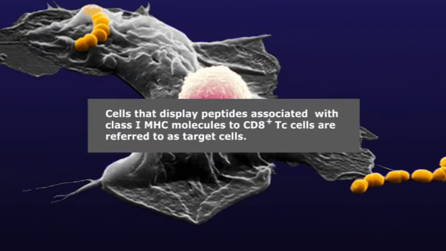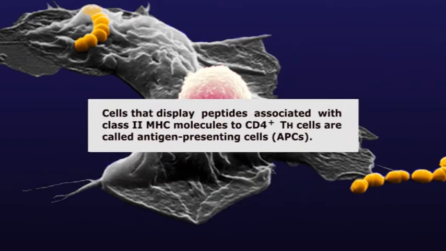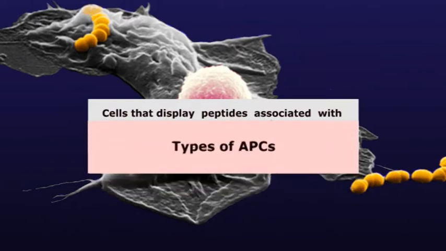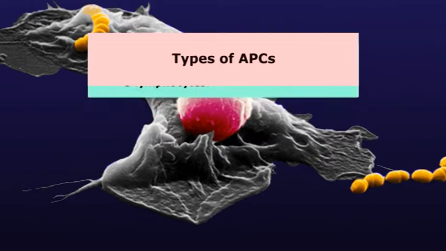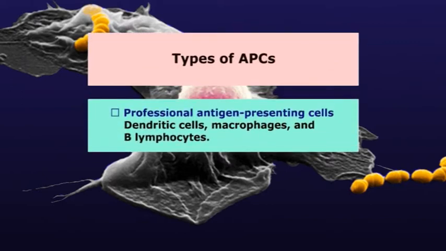Cells that display peptides associated with class I MHC molecules to CD8 positive TC cells are referred to as target cells. Cells that display peptides associated with class II MHC molecules to CD4 positive TH cells are called antigen presenting cells. Types of APCs. Professional antigen presenting cells include dendritic cells, macrophages and B lymphocytes.